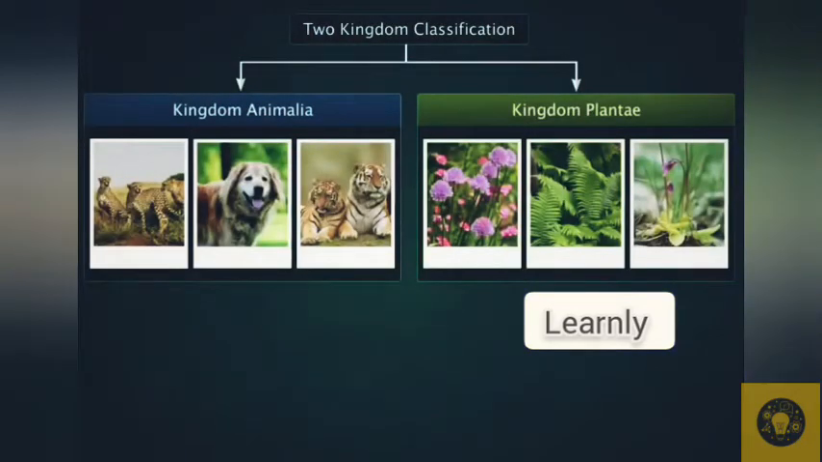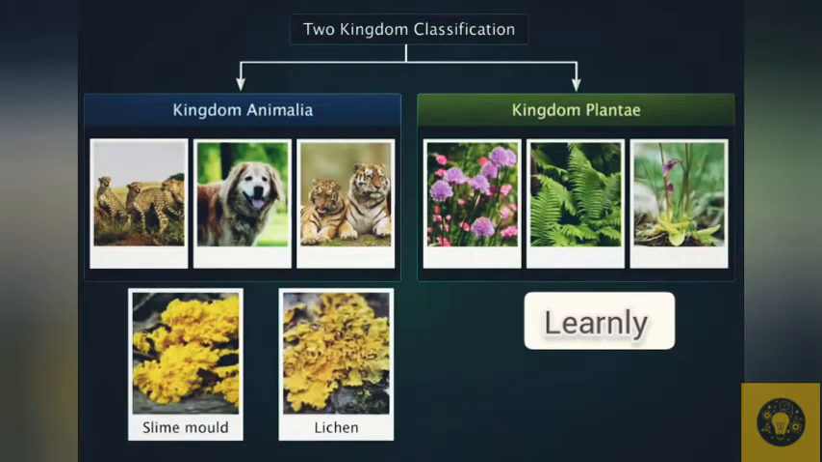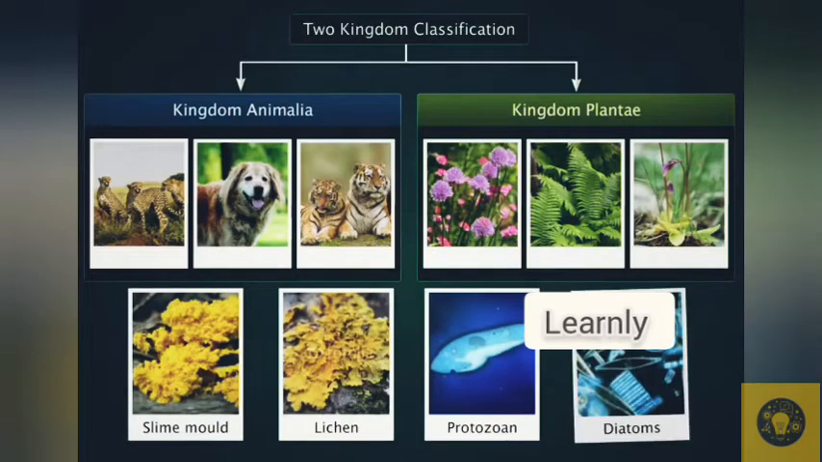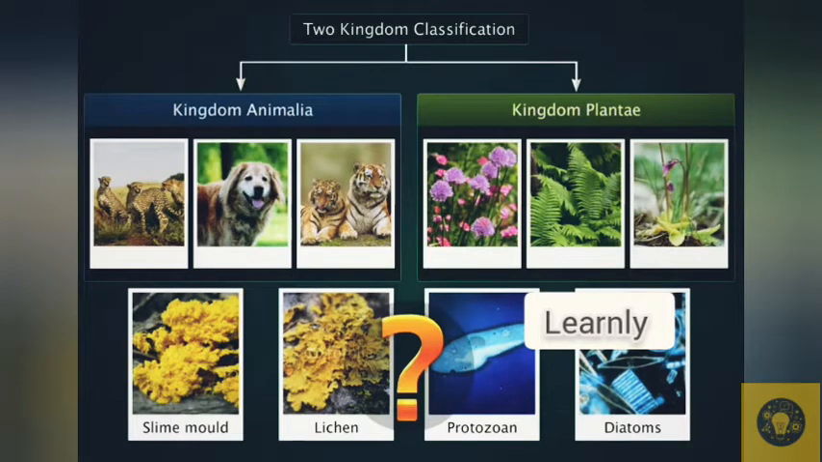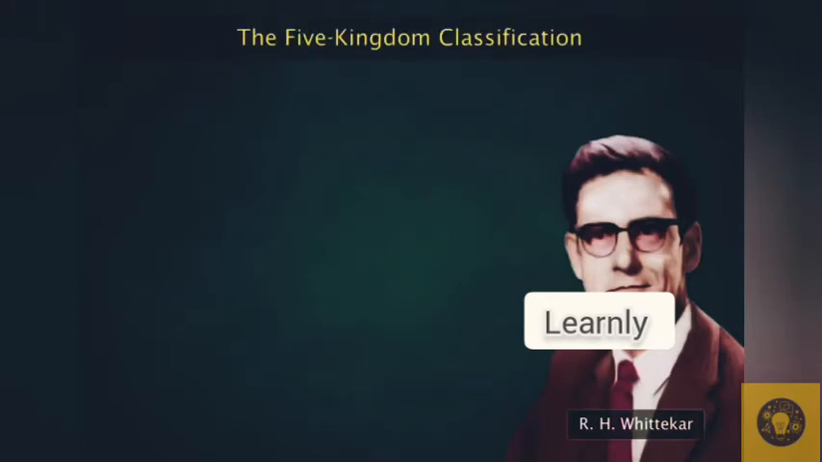Such confusion arose with classification of other species too. Organisms such as slime mold, lichens, protozoans, diatoms could not be classified either as plants or animals. Such shortcomings of the two-kingdom classification were overcome when scientist R. H. Whittaker published the five-kingdom classification in the year 1969.